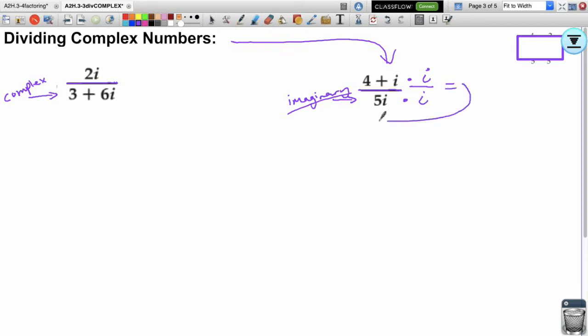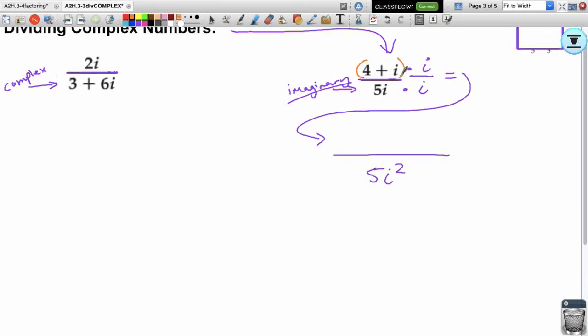So let's start with our denominator. What is 5i times i? 5i squared. We're going to leave it like that for now. Then I'm going to come to my numerator here. I have a binomial times a monomial. What do I have to remember to do with this i? Distribute it, yes, to both pieces. It's not just going to the i there. It's got to go to both chunks. This is a binomial times a monomial. It's got to go to both. So i times 4 is 4i. i times i is going to be a positive i squared.